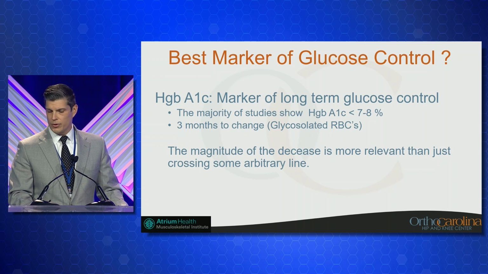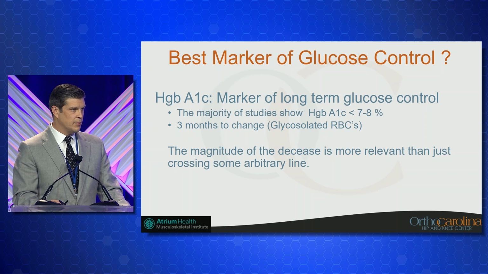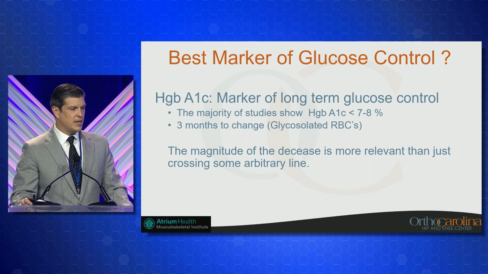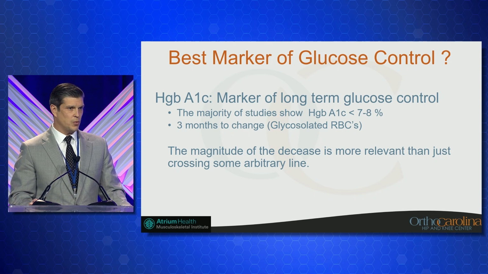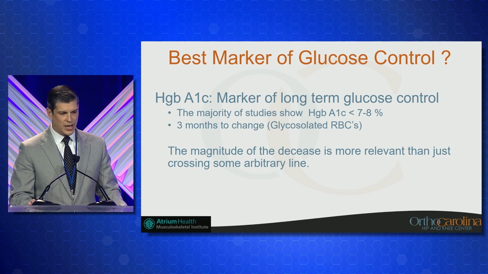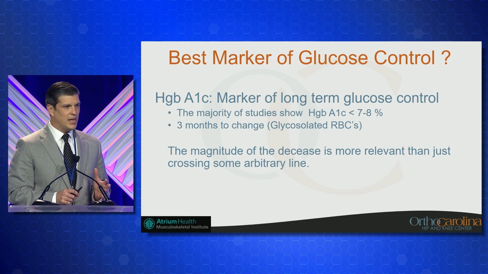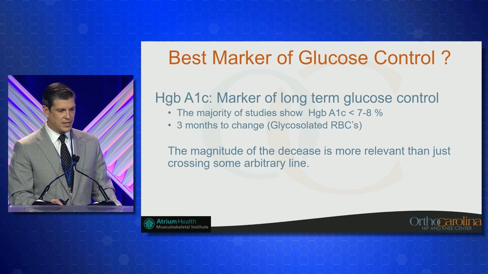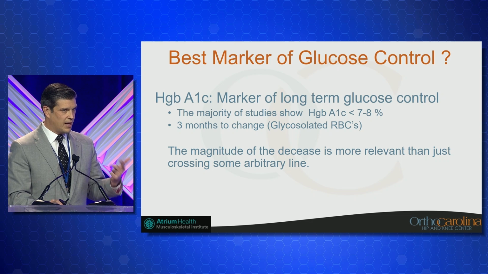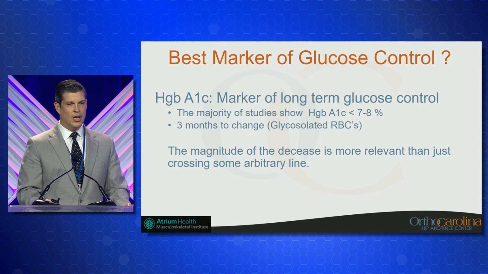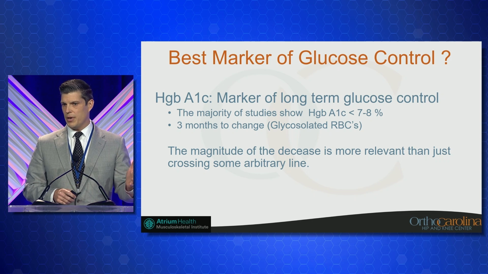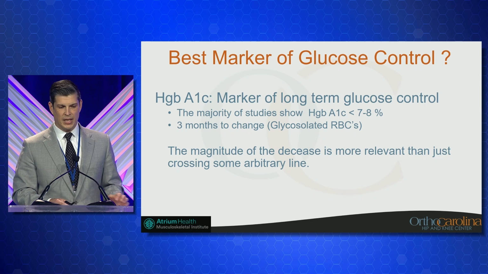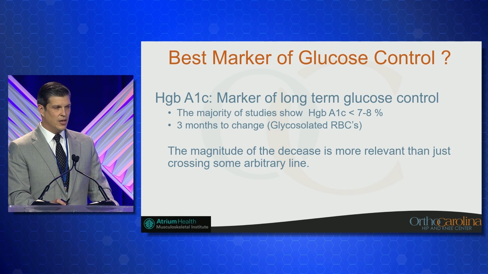What is the best marker of glucose control? We most commonly use hemoglobin A1C. The data is somewhat controversial. Most of the studies demonstrate higher rates of complications when it's above 7 or 8. We use a cutoff of 8. Keep in mind, though, that it takes 3 months to change the hemoglobin A1C. It's a glycosylated red blood cell, so it has to follow the life cycle of a red blood cell. So if we're going to use this as your marker and someone has an elevated hemoglobin A1C, it's likely that you're going to have to delay them at least 3 months if you want to hit that target goal.